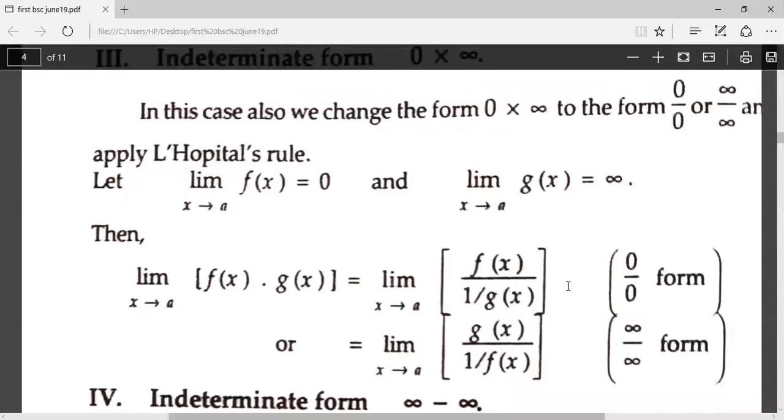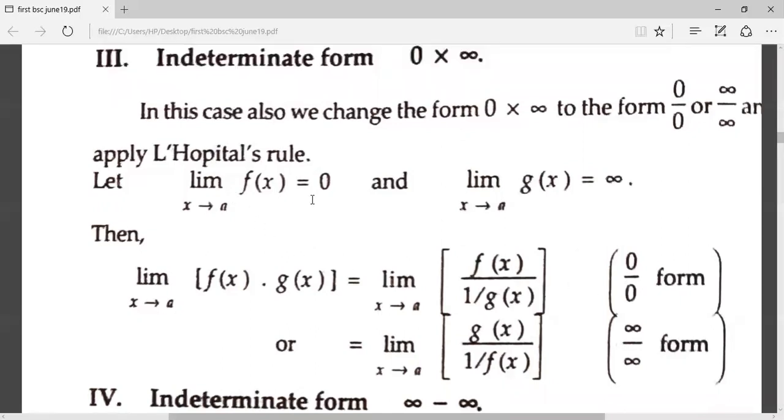The first one will be of 0 by 0 form, because the first limit is 0 and 1 by g of x is 1 by infinity, which is also 0. We'll get 0 by 0 form. In the second one, g of x is infinity and 1 by f of x is infinity. Both forms are the same indeterminate product, but we have converted it into different forms: one is the indeterminate form 0 by 0 and the other is infinity by infinity.